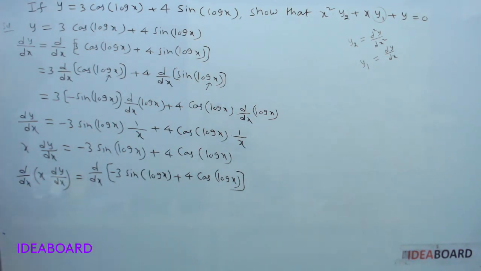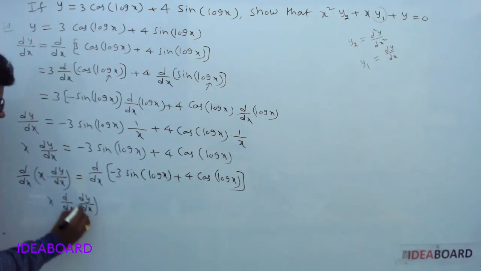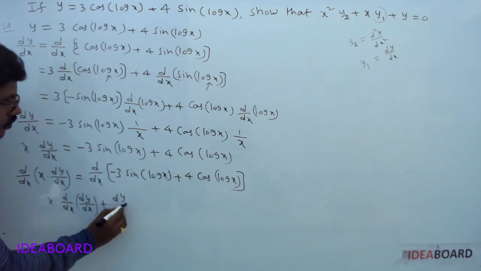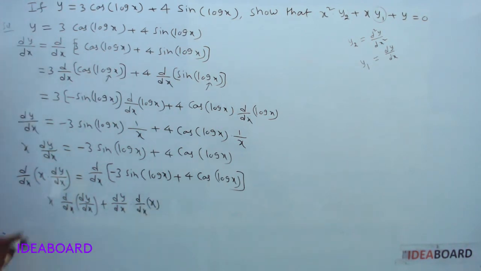Now if you observe the LHS part, derivative of product of two functions. Now what is this formula? First function into derivative of second function plus second function into derivative of first function. Now use this formula: x into derivative of dy by dx plus dy by dx into derivative of x. So x into derivative of dy by dx plus dy by dx into d by dx of x.